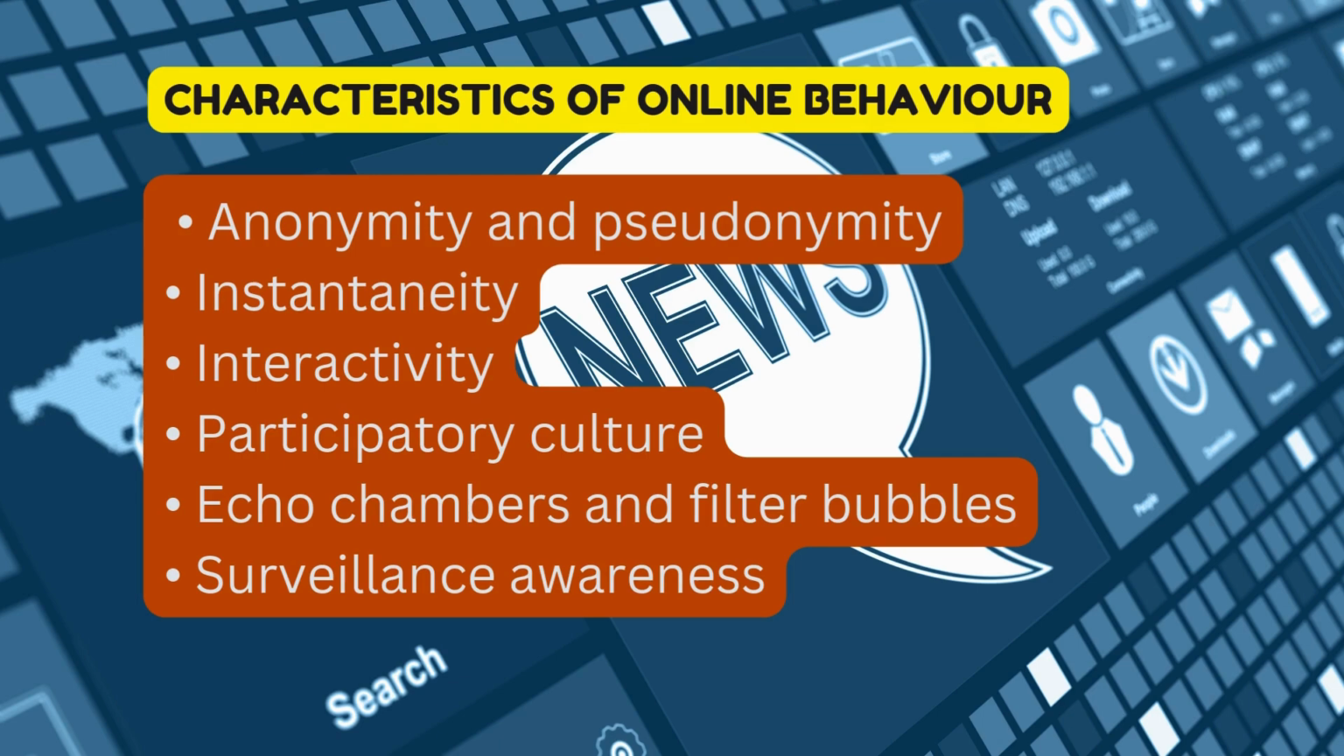So echo chambers and filter bubbles is another characteristic. Social media algorithms most of the time show users content that is similar to what they already like, follow or agree with. So once you like football, or you always follow football content or share football content on social media, you will see that over time it will create echo chambers. What the echo chambers means is that it will create a situation where you only encounter or see content from like-minded people, or people who post about what you already follow or like.